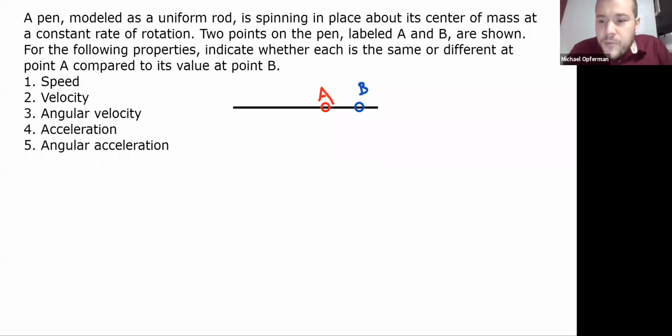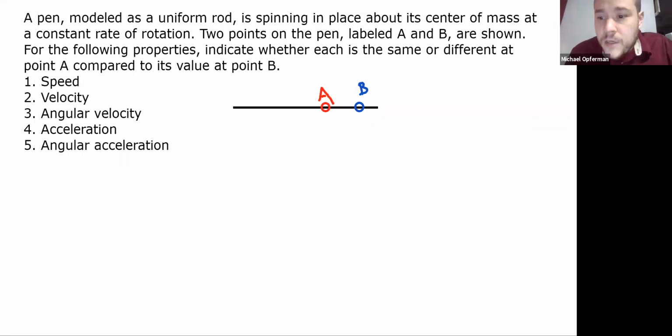So let's do this example to illustrate the difference between some of the translational and rotational variables. In this problem, we're going to have a pen and we're going to rotate it about its center like this. Consider two different points on the pen, like say here versus here. Do they actually have the same value of these different quantities as I rotate the pen?